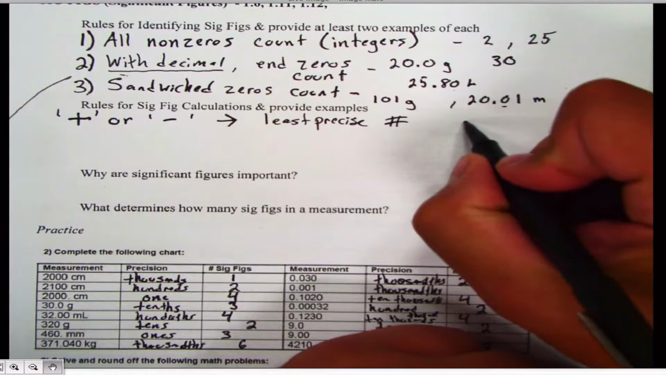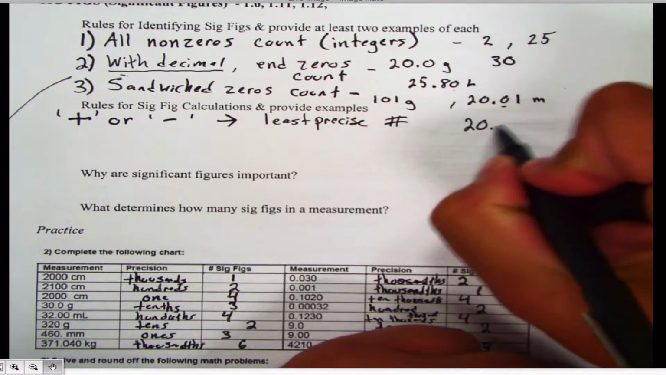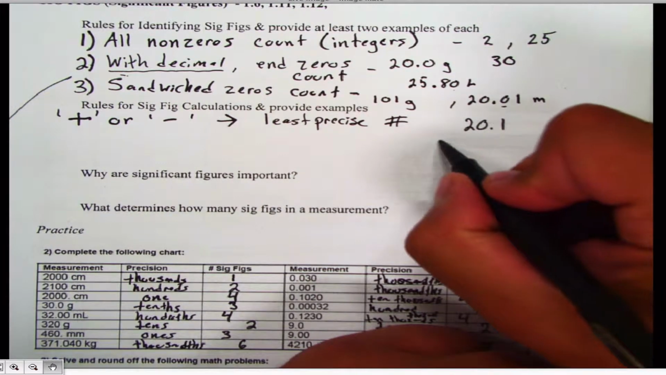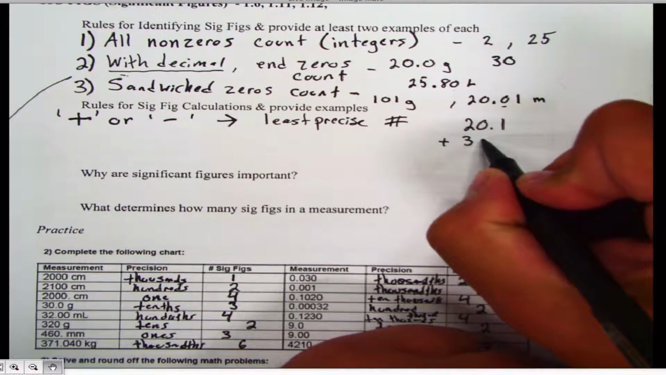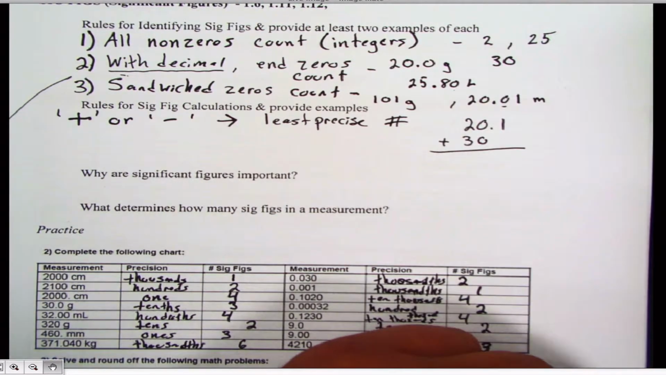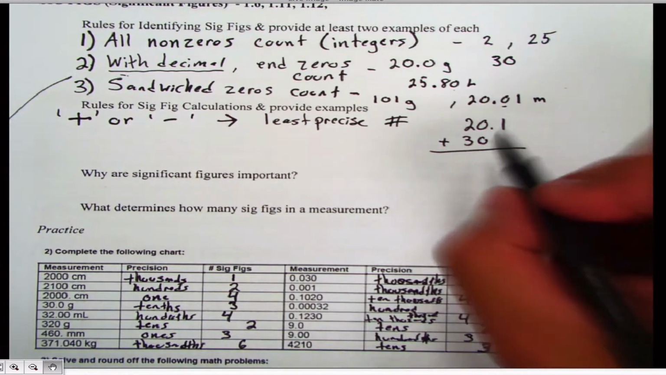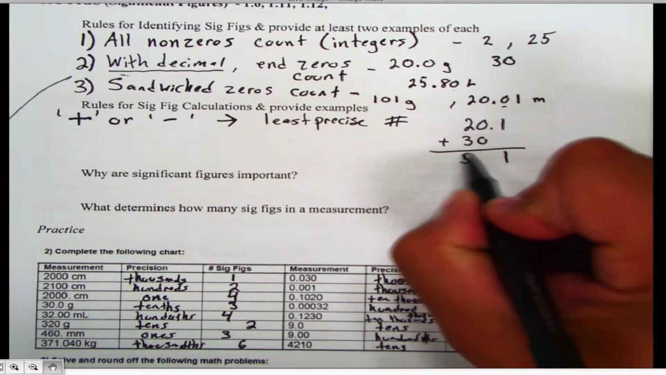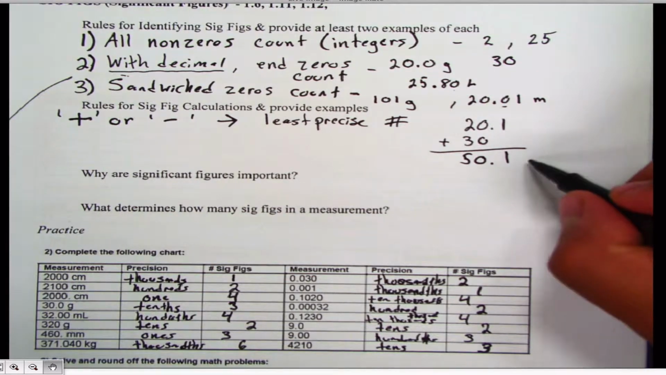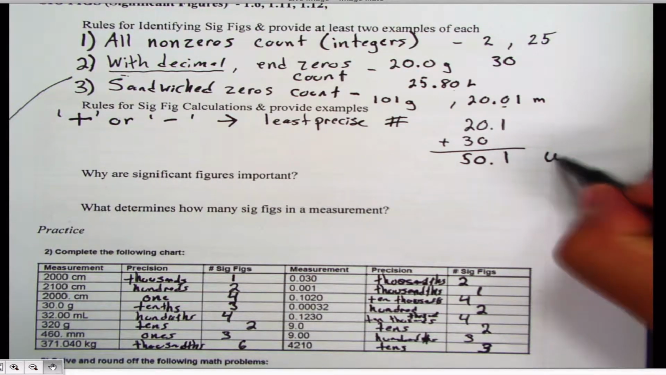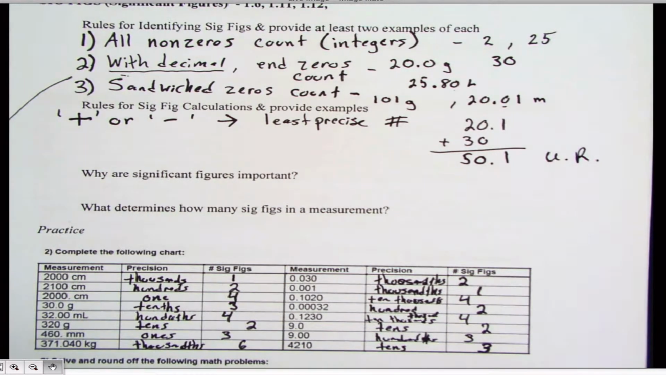So let's say if I have 20.1 plus, let's say, 30. Okay, so if I add those up, here's my number. I got a 1, I got a 5, I got a 0, so I have 50.1. That's my calculator answer, my unrounded, unsignificant calculator answer. So you hear me, this is unrounded. This is not expressing the number how it should be.